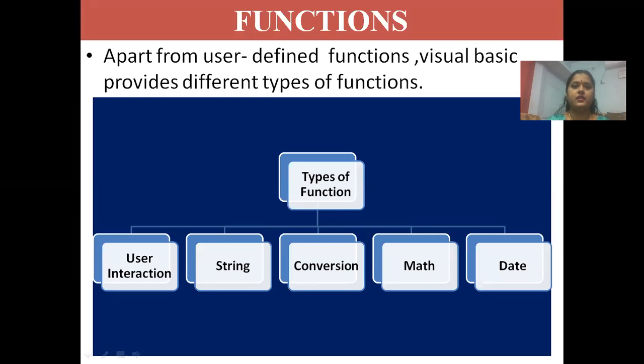So apart from the user defined functions, Visual Basic provides different types of functions. There are a total of five types of functions. The first type is user interaction function. The second one is string function. The third one is conversion function, the fourth one is math function, and the fifth one is date function. In this video, I will explain how the user interaction function and string function work in Visual Basic, and the remaining conversion, math and date functions I will explain in my next video.